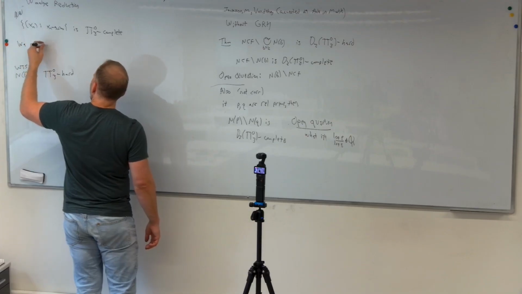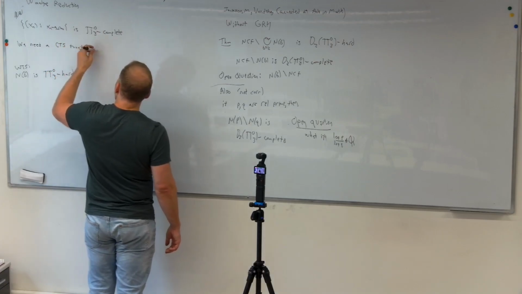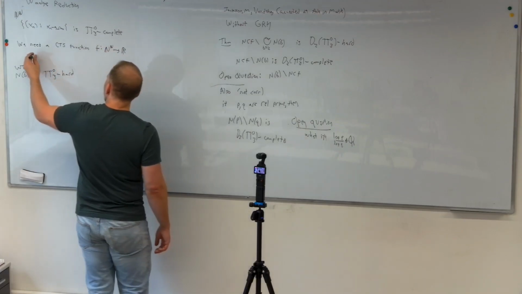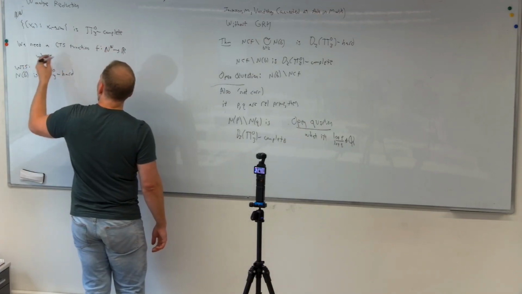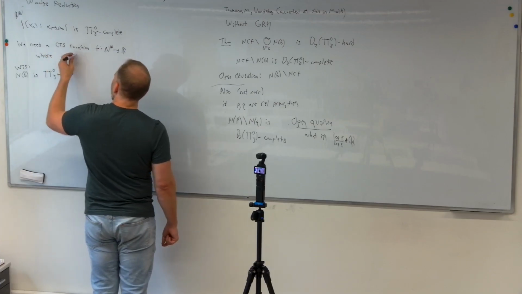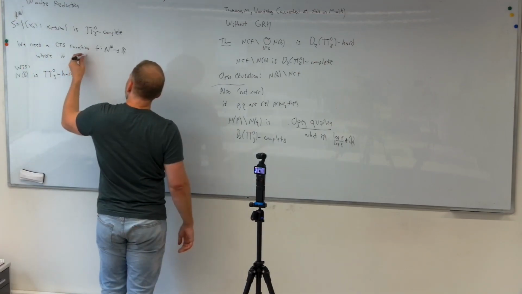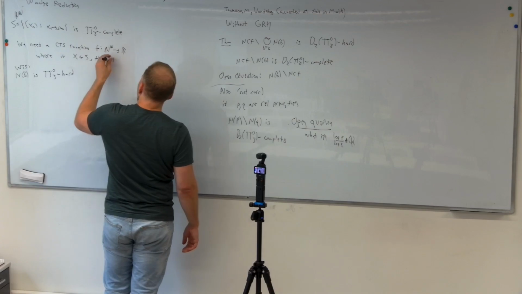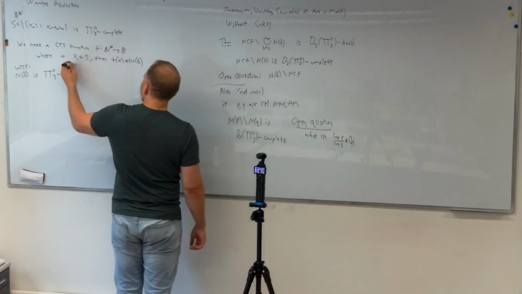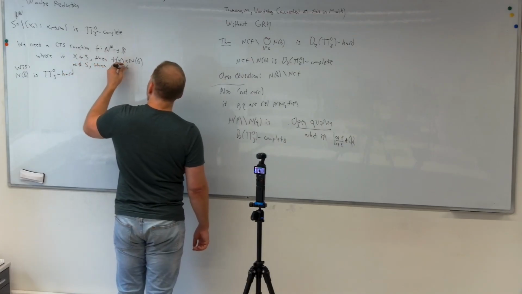a continuous function, let's say f, that maps N to the N to R, where, let's call this set S, if x is in S, then f of x is normal in base b, and if x is not a member of S, then f of x is not normal in base b.